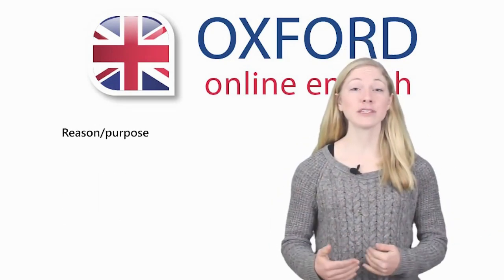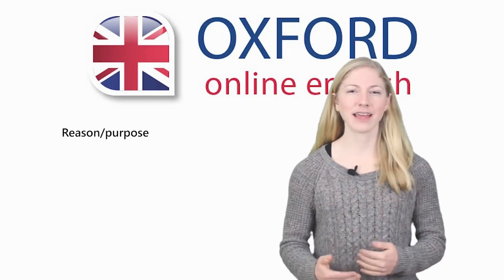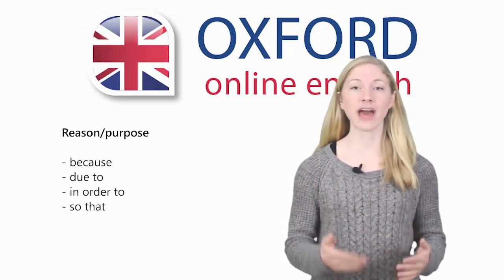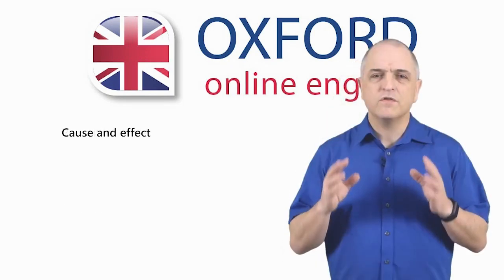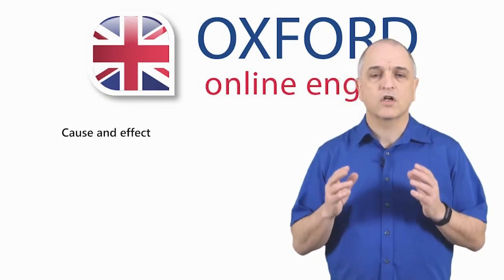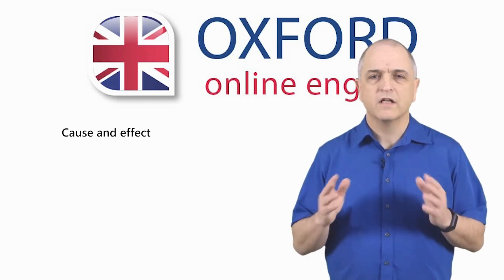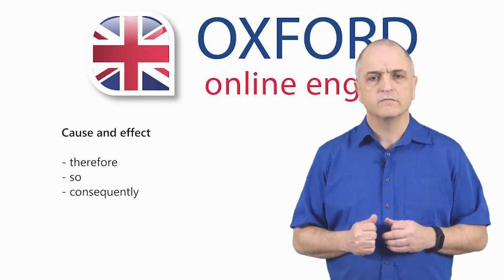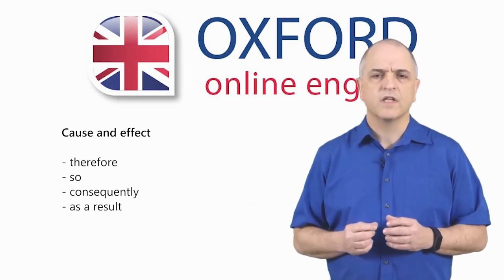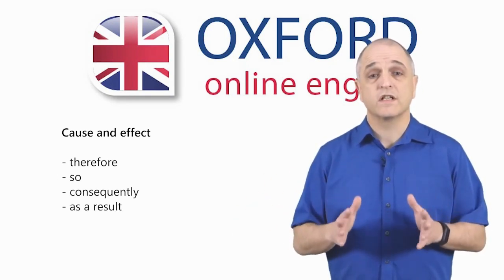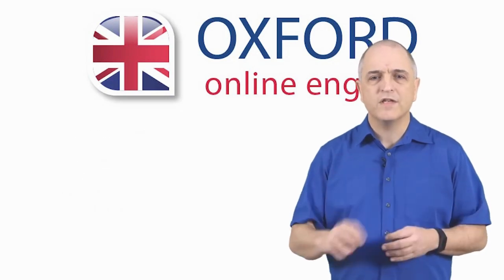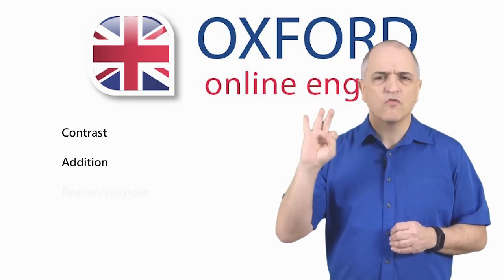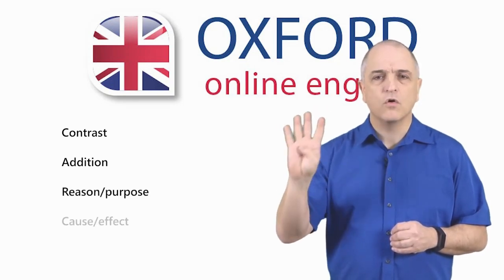Linking words can show the reason or purpose of something, like because, due to, in order to, or so that. You can use linking words to connect a cause and effect, like therefore, so, consequently, or as a result. There are others, but this is a good starting point. Remember these 4 functions: contrast, addition, reason or purpose, and cause-effect.